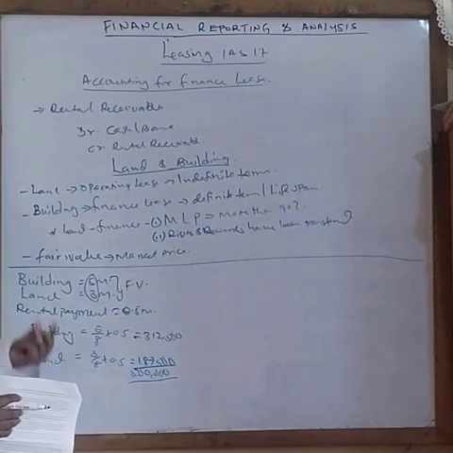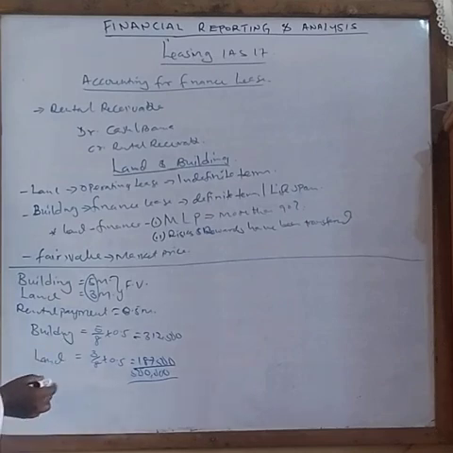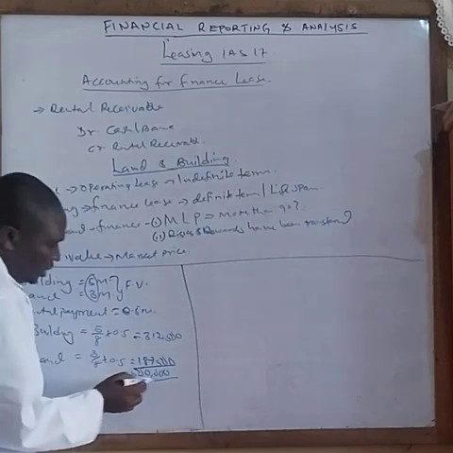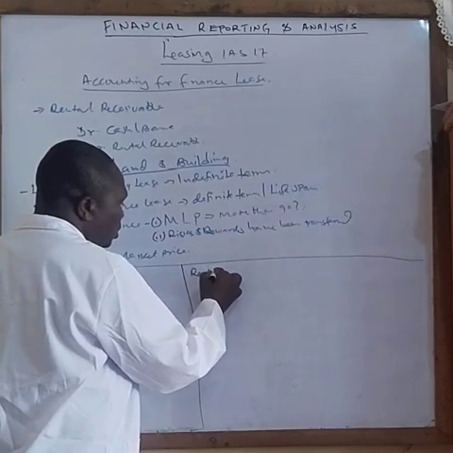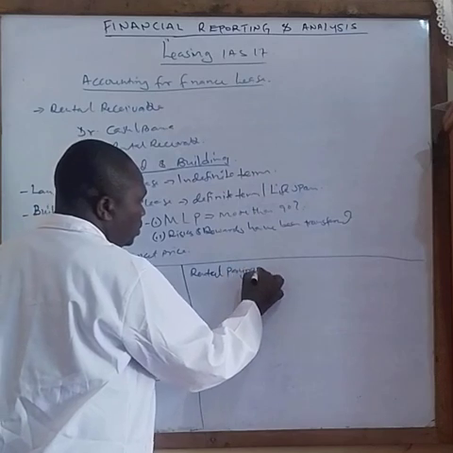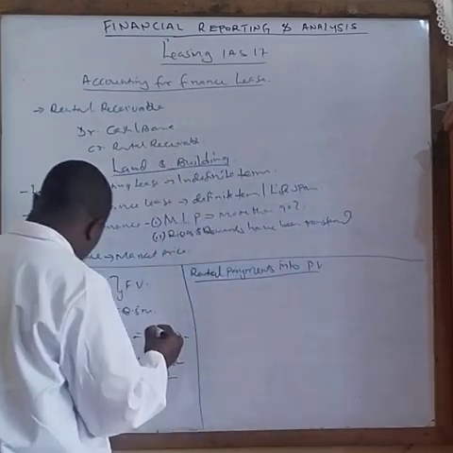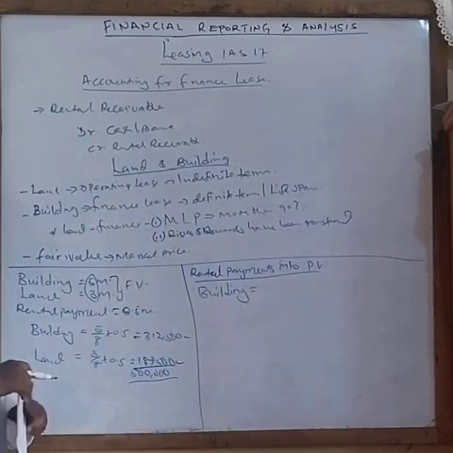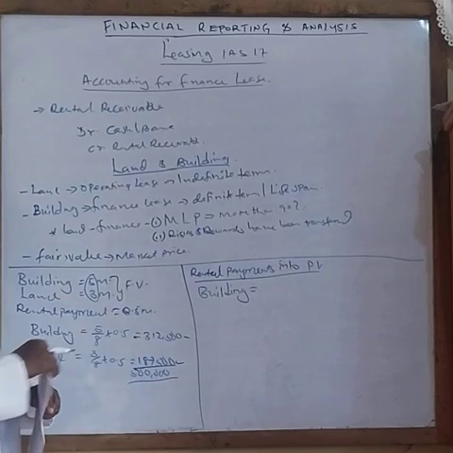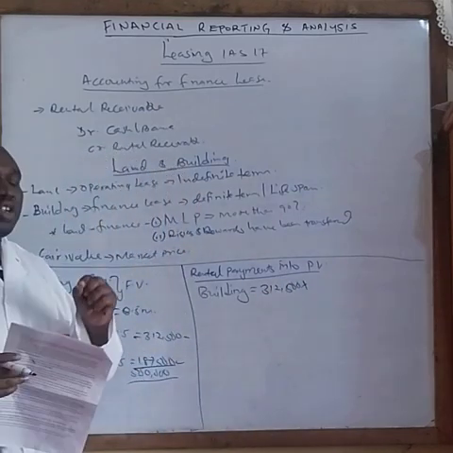And remember, the concept here is land is always classified as operating lease, while the building is always classified as finance lease. But we want to prove whether it is correct or not. Now, in this case, this one and this one are a rental. So convert the rental payments into present value. Now, for the building, we have been told that the rental payment is 312,500. We have already been given the discounting factor. Remember, it has already been done.